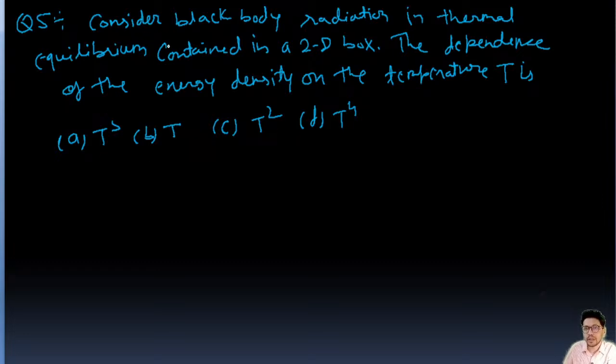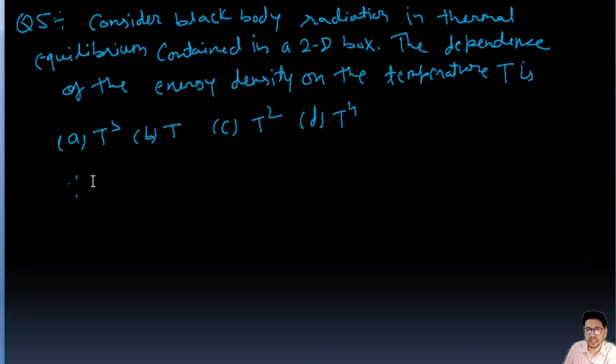So consider black body radiation in thermal equilibrium contained in a 2D box. The dependence of energy density on temperature you need to find out. There is a formula for the energy density of black body radiation in 2D. This we know. There is a formula, guys. You need to note down and memorize.